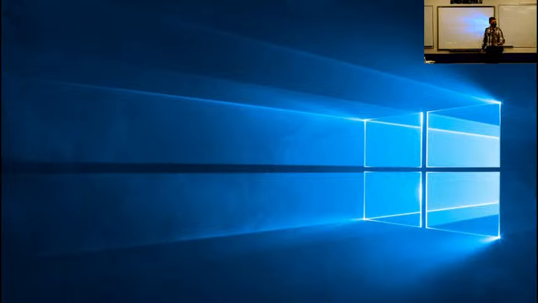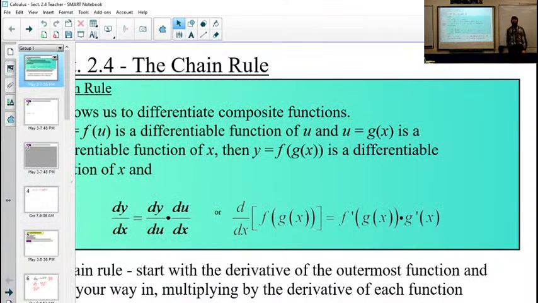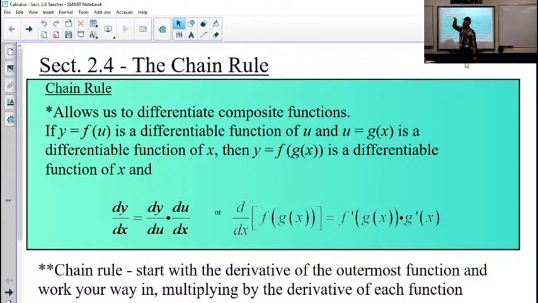You've been waiting for the day, and it's finally here. It's time to learn about the chain rule. So, the chain rule lets us put a function inside of another function and be able to take the derivative of it.